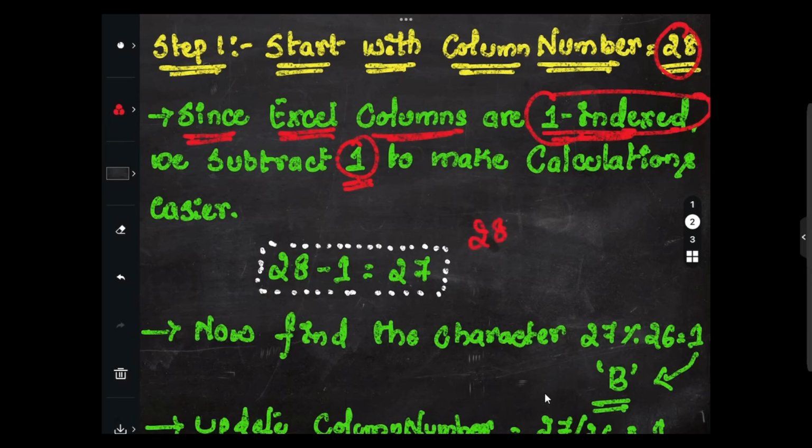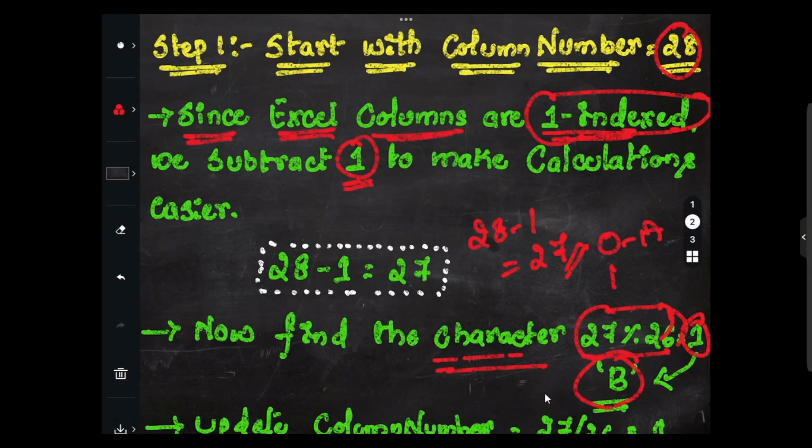So first, 28 minus 1, because this is one indexed, we'll be converting it to zero indexed. So this will be 27 in this case. Now we will find the character: 27 modulo 26 is 1. We have the remainder 1, which in this case is B. It should have been A, but we are converting to zero index, so 0 will be A, 1 will be B, 2 will be C, in this way. So 1 will be B in this case. Then we will update the column number: 27 divided by 26, we will get 1 again.